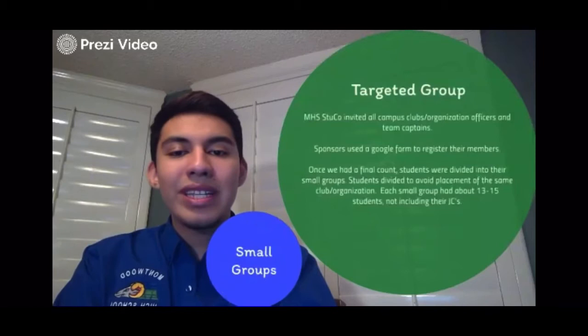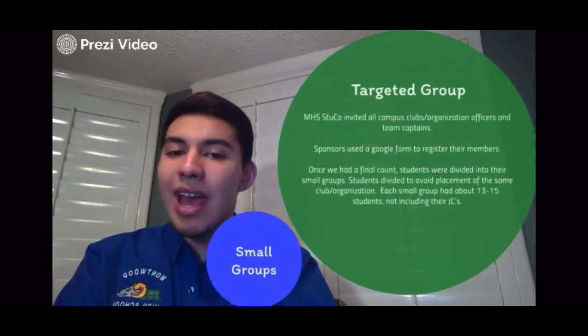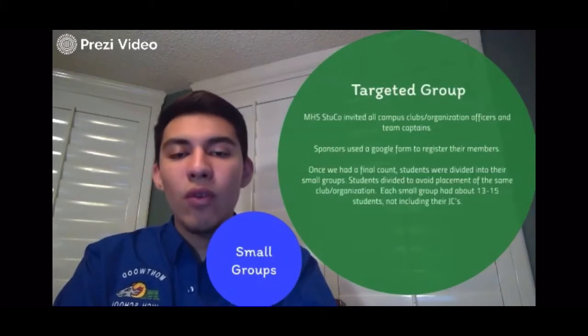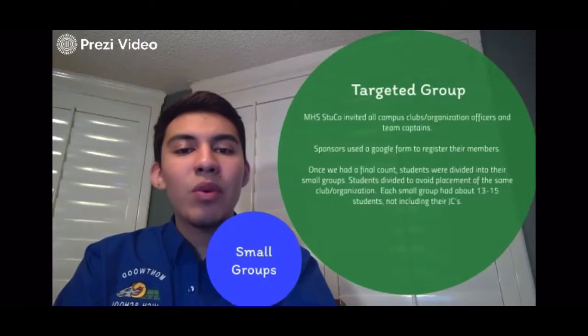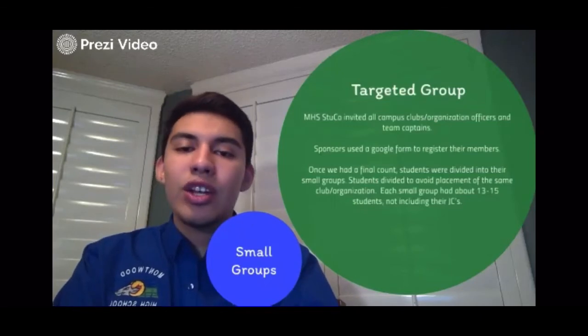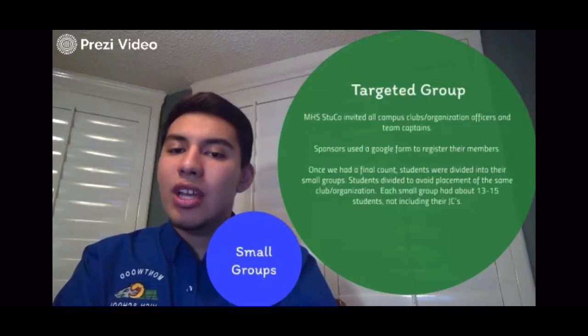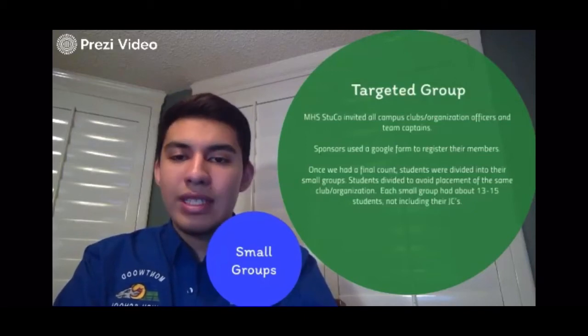Our targeted group for this project was our club organizations officers and our team captains. What we did was we sent out an email to their sponsors, and on that email, it had the information on the camp, fees, and a Google form. Once the Google form closed and we had all our registrants, then we were able to divide them into their countries, which is what their small groups were. Each country had about 13 to 15 students, and each country had about 2 JCs.